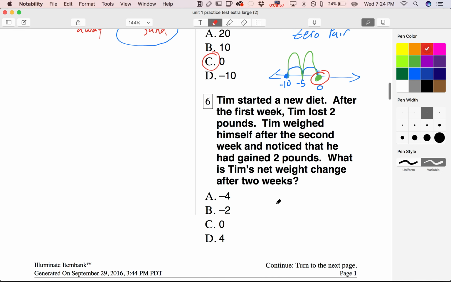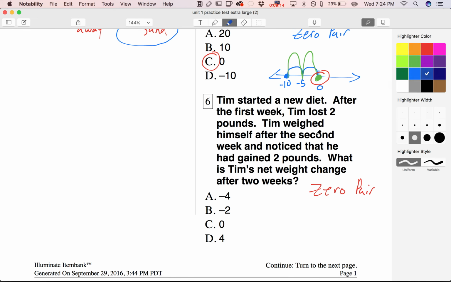Tim started a new diet. After the first week, Tim lost 2 pounds. Tim weighed himself after the second week and noticed that he had gained 2 pounds. What is Tim's net weight change after 2 weeks? So here is another zero pair. They give you that Tim lost 2 pounds, and then they give you that Tim gained 2 pounds. So let me color code this. I like it that it's red for a loss, and then let's change it to blue for a gain.